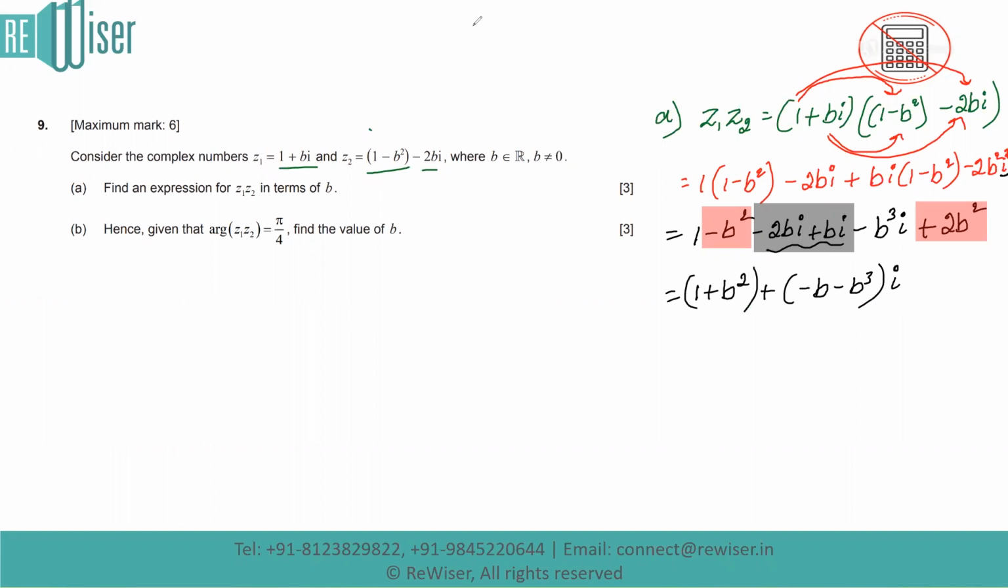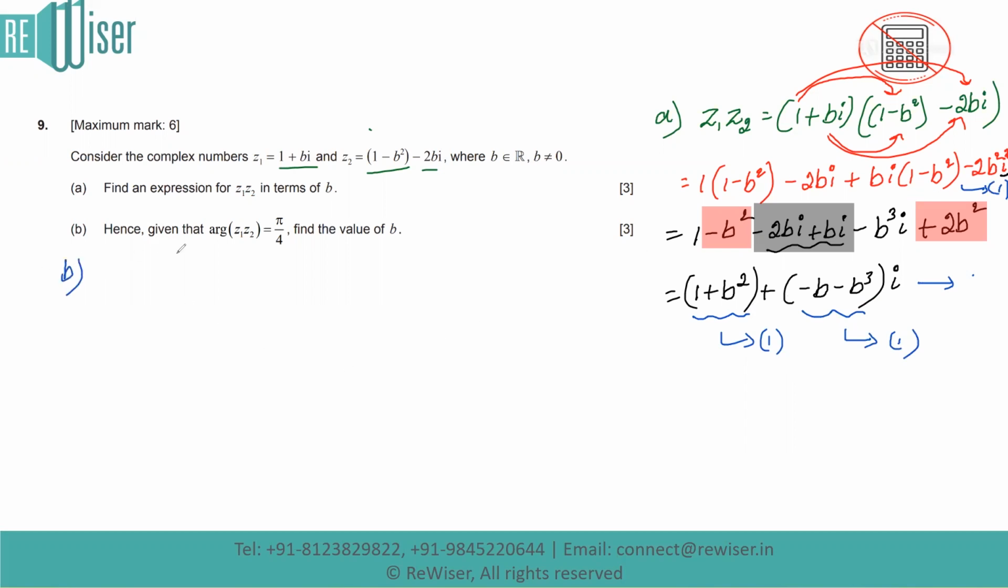And the 3 marks distribution goes something like this. 1 mark is for showing the expansion. 1 mark is for showing this expansion, and the third mark is for the final answer. You're getting the real part correct, so this would carry 1 mark, and getting the imaginary part correct, so that would carry 1 more mark. So that's how the 3 marks are distributed for this one.